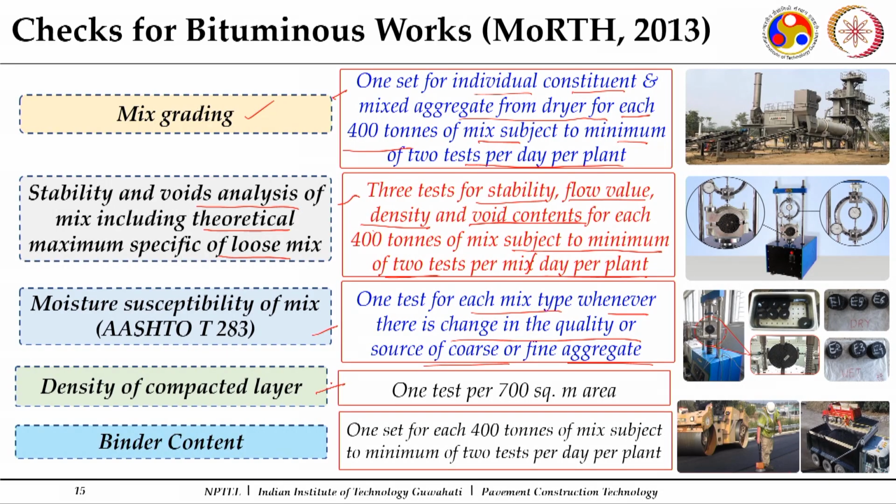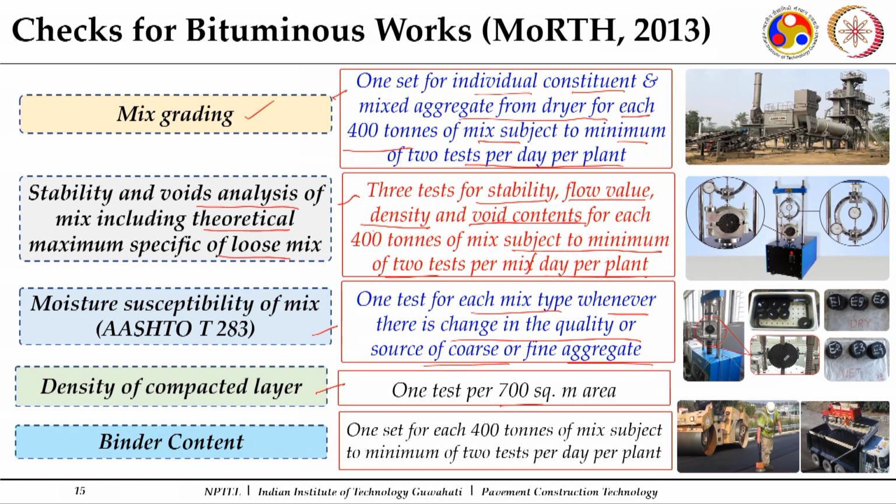Density of compacted layer, once the construction is going on: simultaneously, say 1 test per 700 square meter of area. You can do it at a smaller interval also, and there again you need to do a minimum number of tests to ensure, because slight variability will be there.